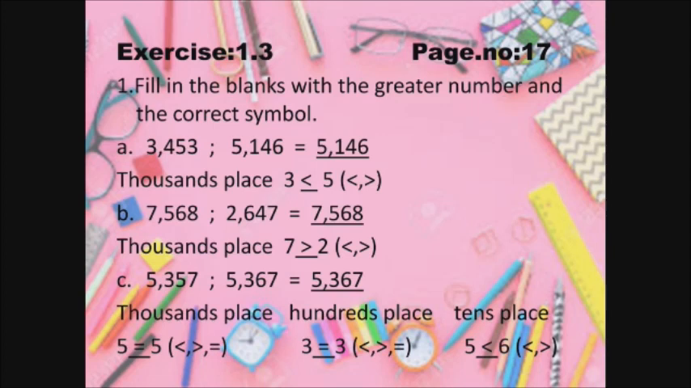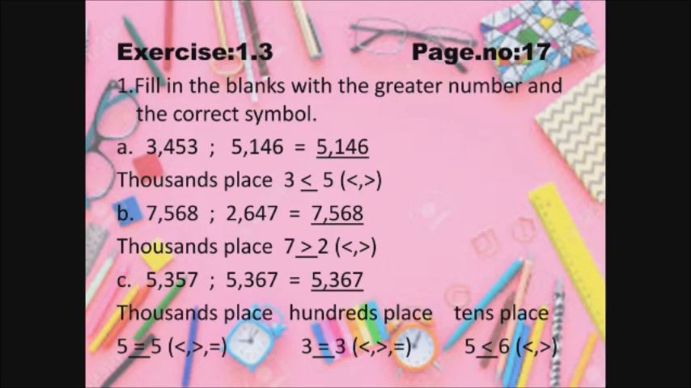Next, see the C sum, 5357 and 5367. Here we have to compare two numbers and find out which number is the greater number. See the thousands place, both the digits are the same. Move on to the hundreds place, both the digits are again the same. Next, we move on to the tens place. See the tens place, 5 and 6. It's very clear 6 is the greater number. So 5367 is the greater number.